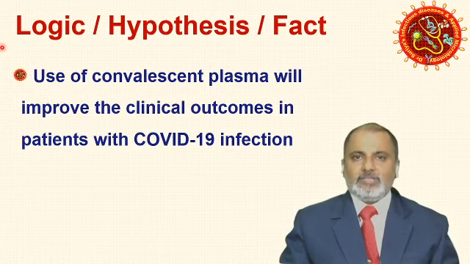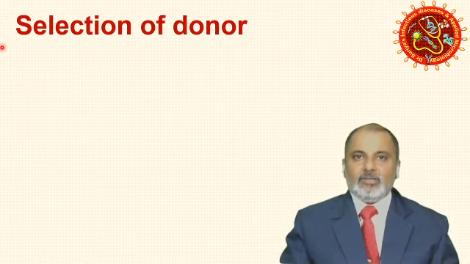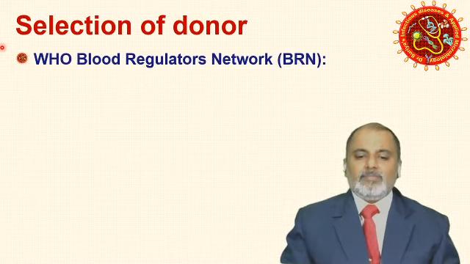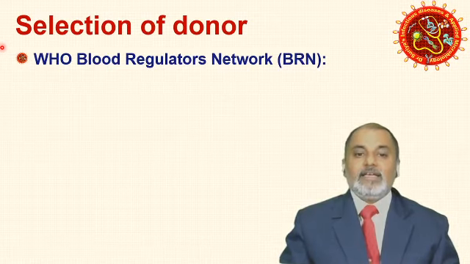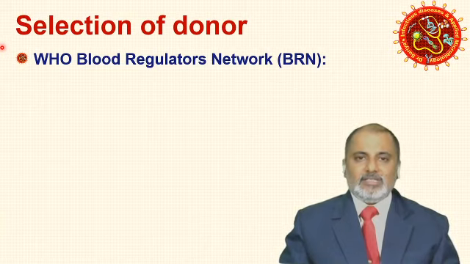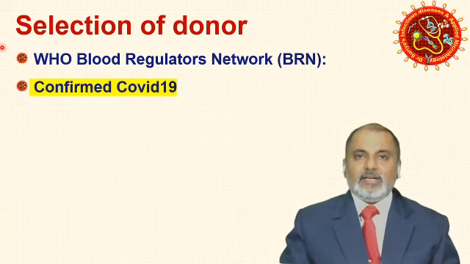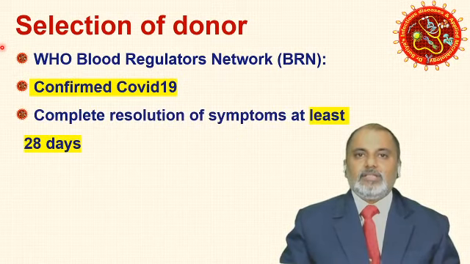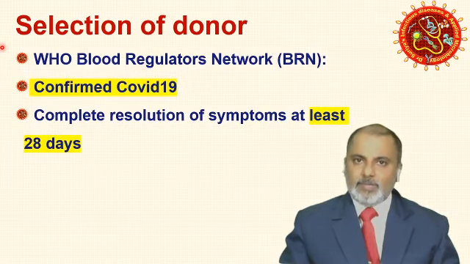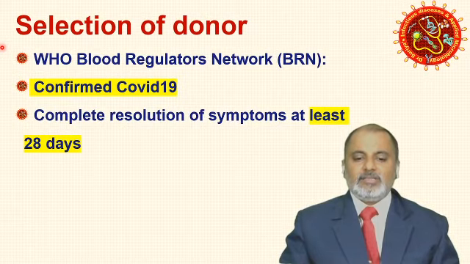If we plan to do convalescent plasma therapy, the first and foremost step is donor selection. So what are all the criteria? WHO and the blood regulators network have clear-cut guidelines on how to select plasma donors in pandemics. I will give the gist. Number 1, he should be a confirmed case of COVID-19 by RT-PCR, not by clinical or any other mode. Number 2, there should be complete resolution of symptoms at least 4 weeks prior to plasma donation. So for 4 weeks, there should not be any symptoms.